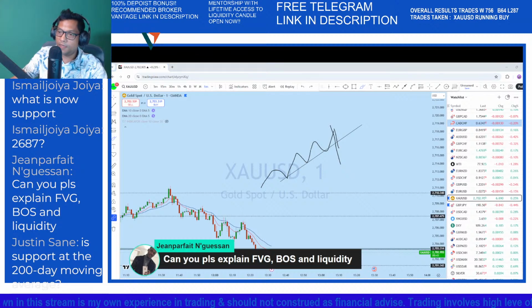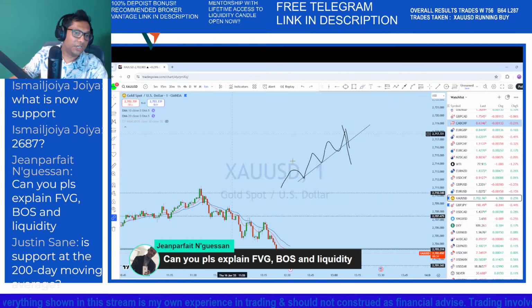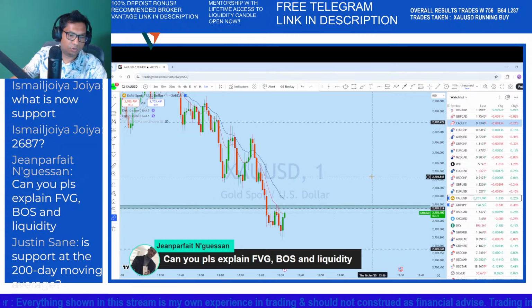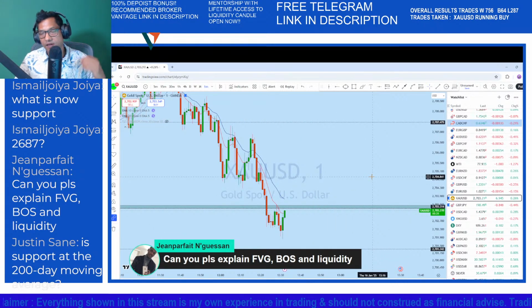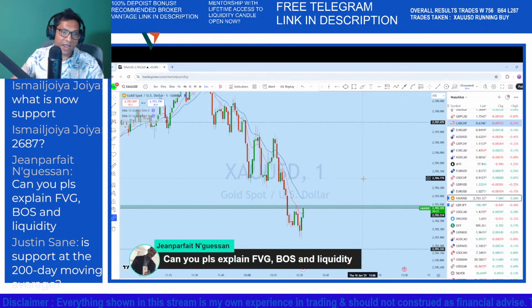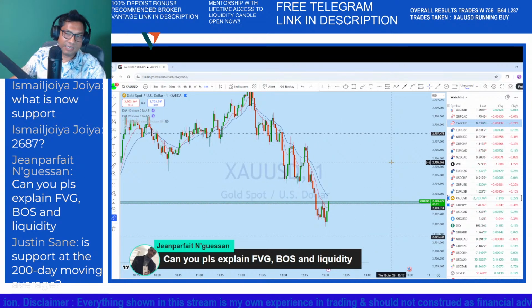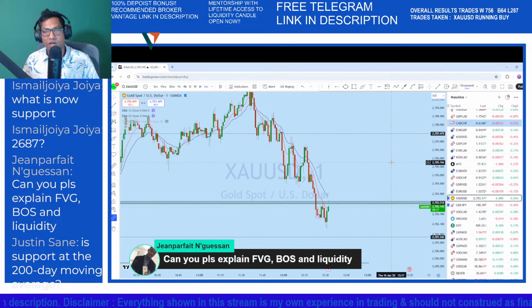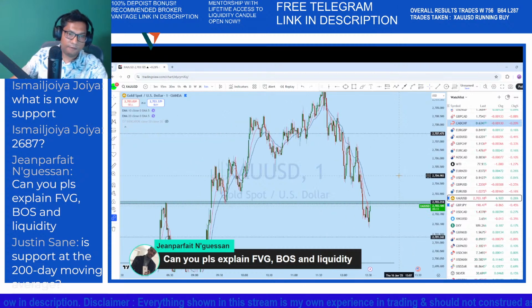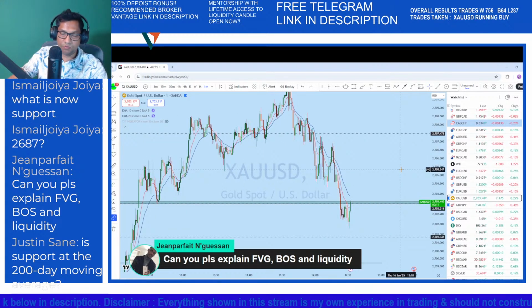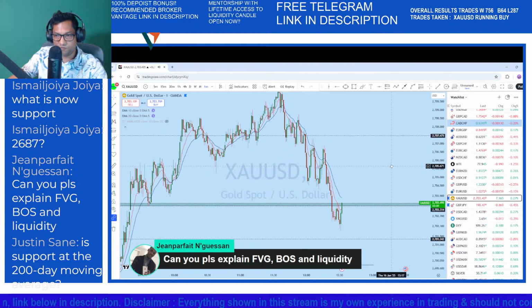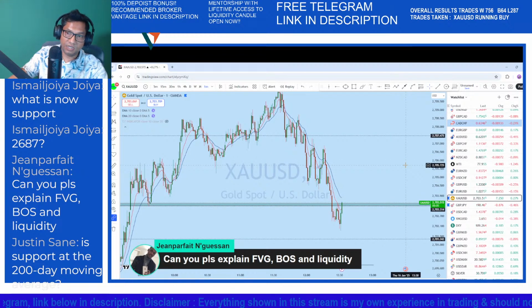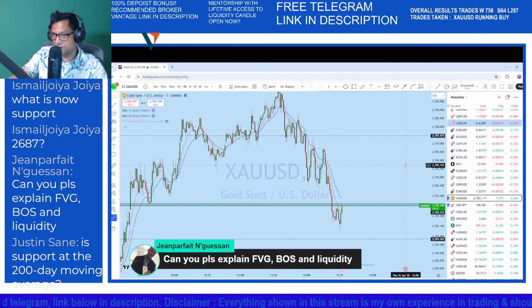And liquidity, okay, this is also a very important concept, and this is how the smart money trades the market. Liquidity is basically your order, the order that you are placing in the market because you are buying or selling. Placing those orders in the market is liquidity. If you buy 1 lot or 10 lots, that is the liquidity exposure of your capital in the market.